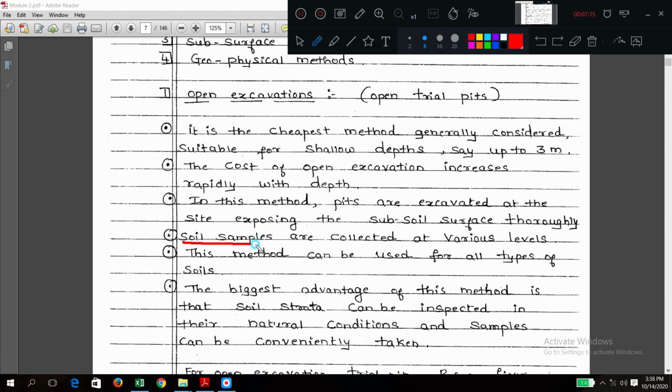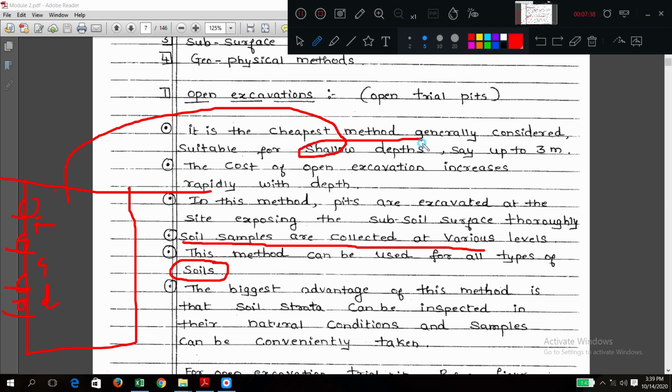So you can collect soil samples at different levels. As you go deeper and deeper, you can easily collect one sample from here, one from here, one from this side. So this method is suitable for all types of soil: fine soil, gravel soil, dense soil. So it is generally suitable, but the important feature is that it is only for shallow depth. That is very important. So the biggest advantage is that.